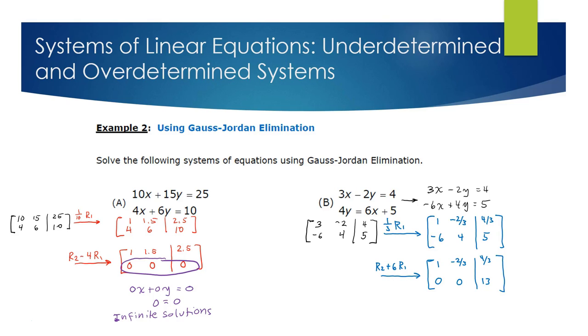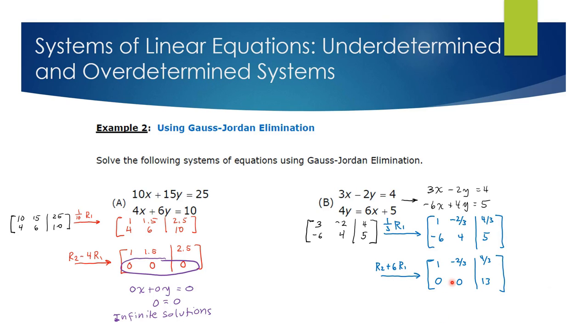But when I do that, though, -6 plus 6 is 0. 4 plus 6 times -2/3 is the same thing as 4 plus a -4, which is 0. And 6 times 4/3 is 24/3. 24/3 is 8. So if I do 5 plus 8, I get 13.